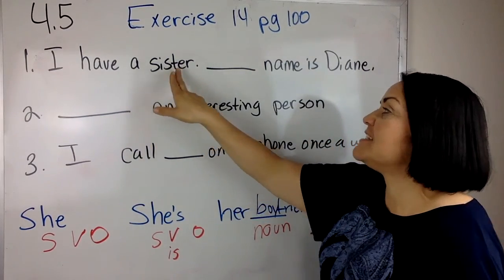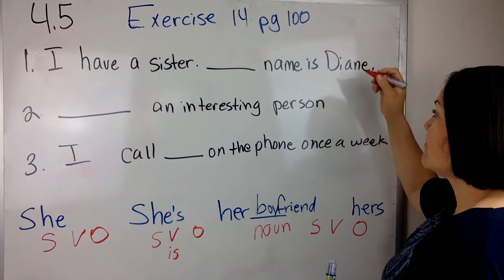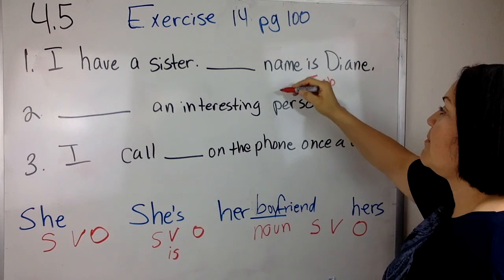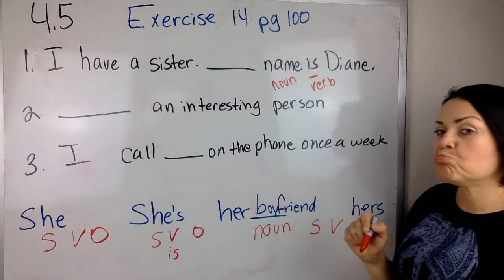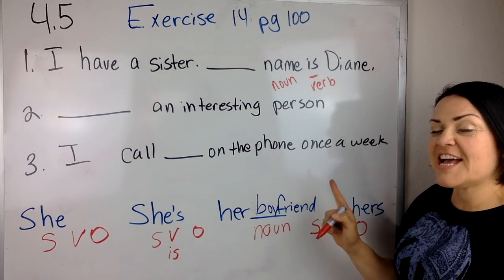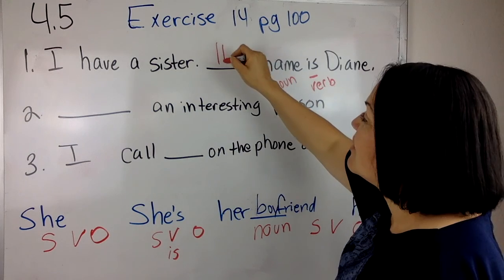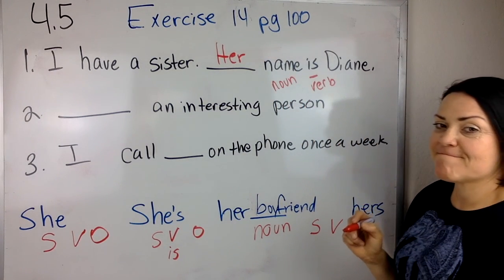I have a sister. Blank name is Diane. So we have a verb and we have a noun. Which one has a noun? So it would be "her name is Diane."